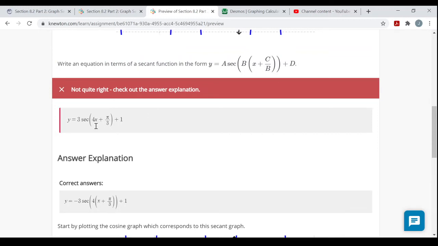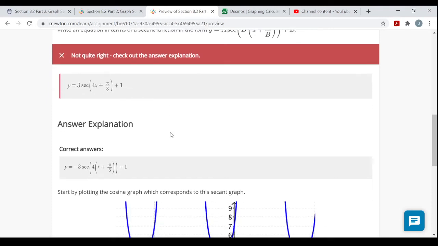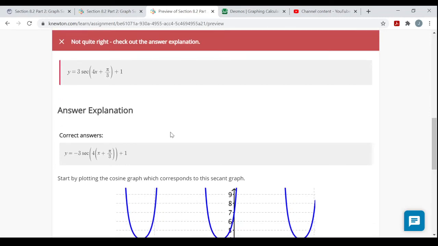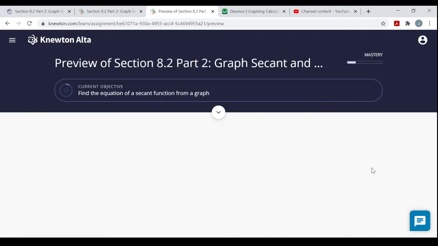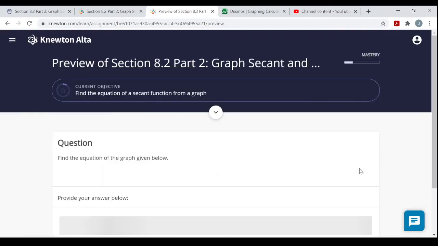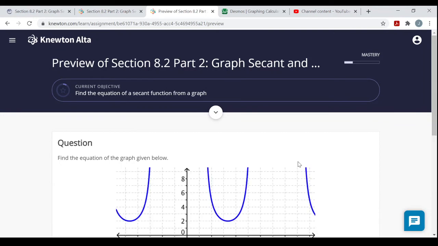Alright, so I should have technically had 4 times the quantity x minus pi over 12, or minus negative pi over 12, or something like that. Alright, so let me do another one. Hopefully another one will come up like that. And this time, I'll just say it out loud.